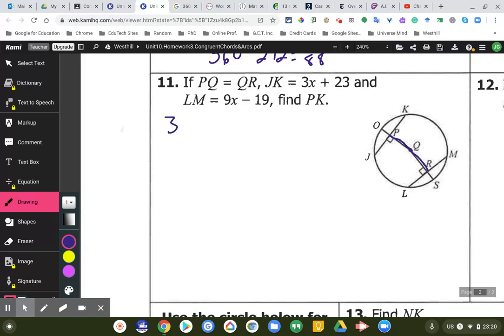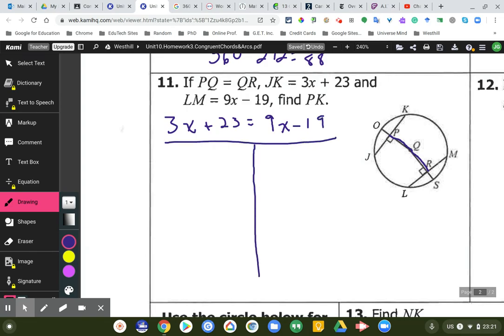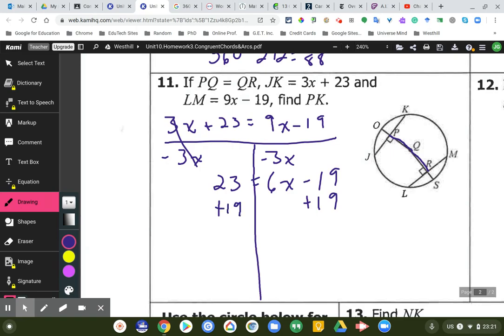So what do we have? We have 3x plus 23 equals 9x minus 19. Let's put our little line. We're going to minus 3x. This cancels out. We got 23 equals 6x minus 19. We're going to get plus 19 on both sides, and this cancels out. So we have 6x equal to now 42.